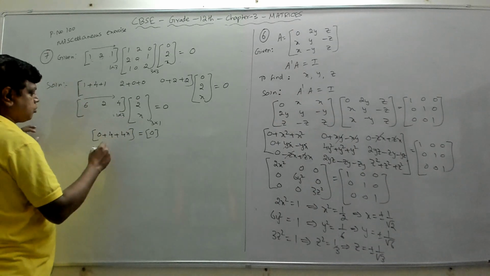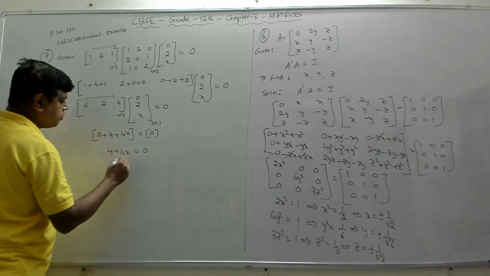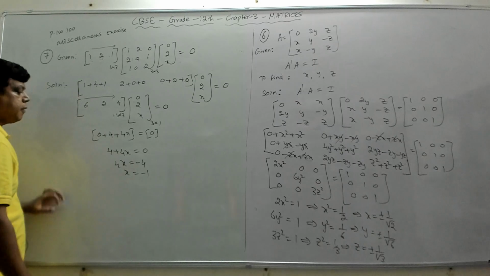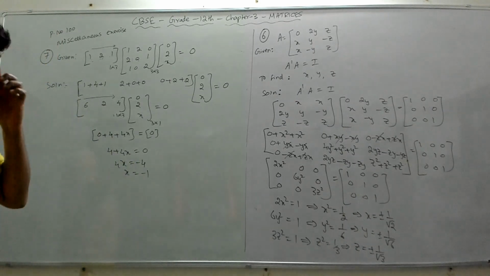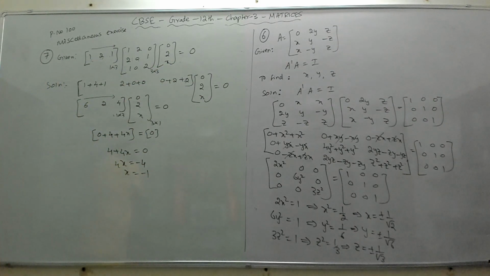So now compare these two. We get 4 plus 4x will become 0, which means 4x is equal to minus 4, x is equal to minus 1. So the value of x is minus 1, for which this into this equals 0. Fine.